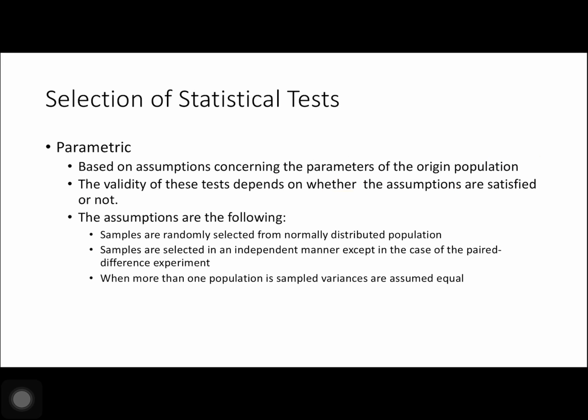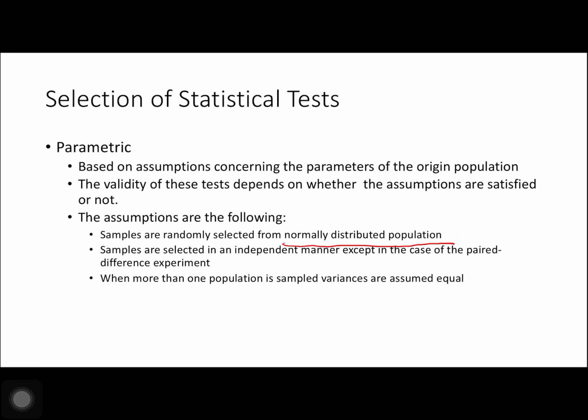For parametric test, it is based on assumptions concerning the parameters of the origin population. The validity of this test depends on whether the assumptions are satisfied or not. So the assumptions are the following. Samples are randomly selected from normally distributed population.